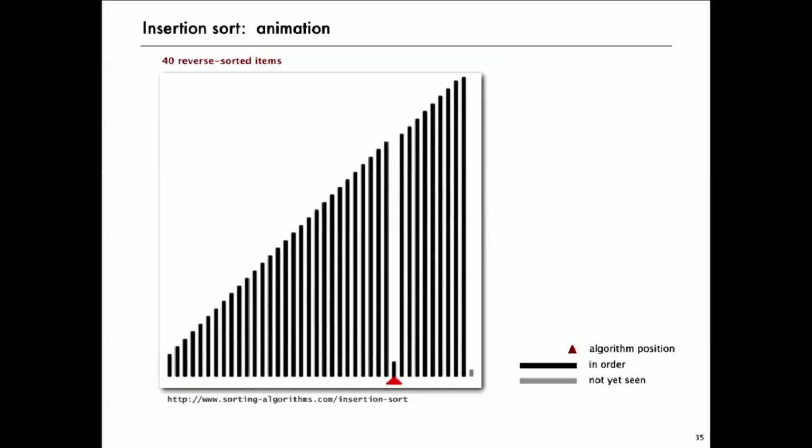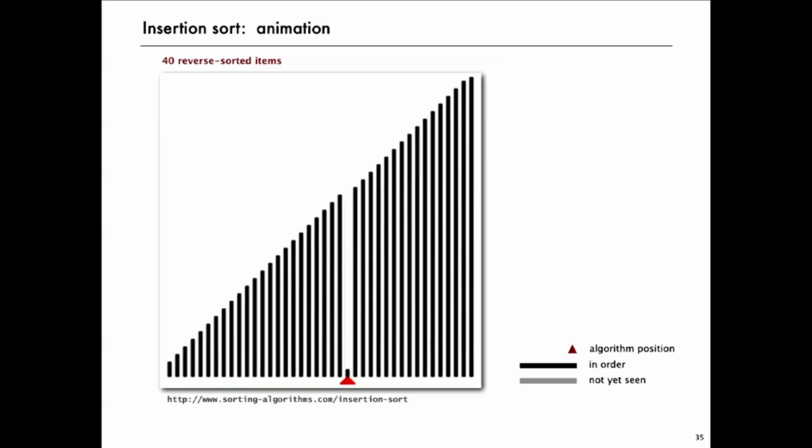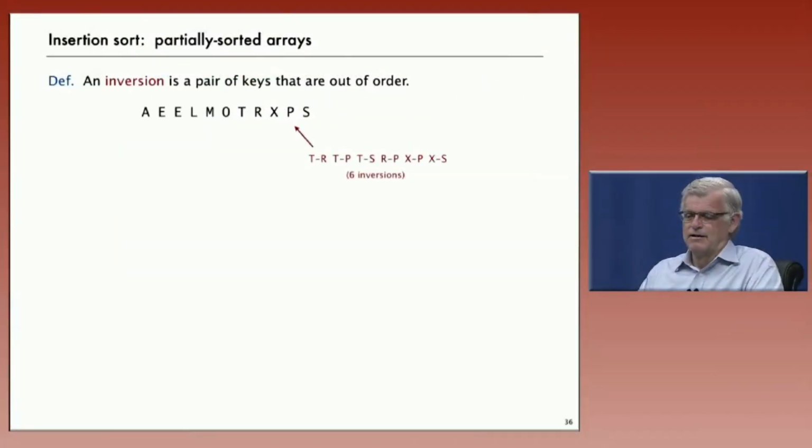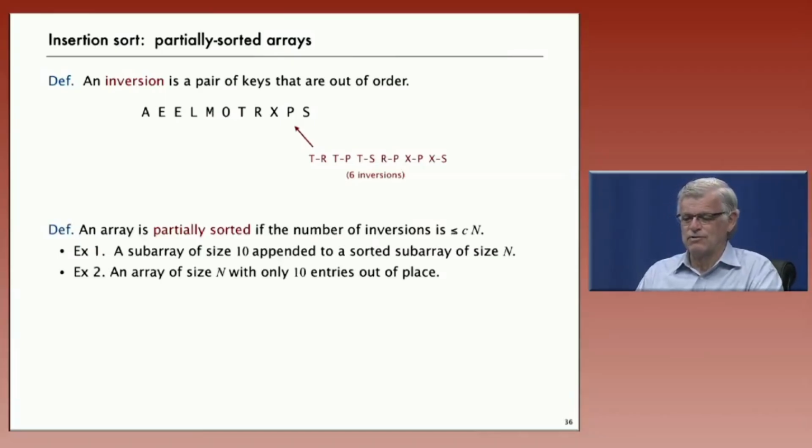But there's also a good case that we take advantage of in plenty of practical applications. That has to do with when the array is partially sorted. To talk about this in a quantitative way, we define what's called an inversion. An inversion is just a pair of keys that are out of order in the array. So this array has 6 inversions. T and R are out of order because R should go before T. T and P are out of order, and so forth. This array has 6 inversions.